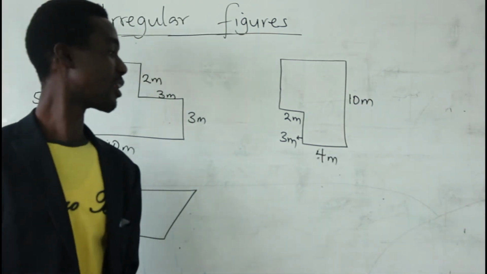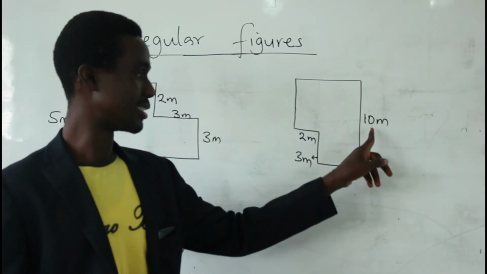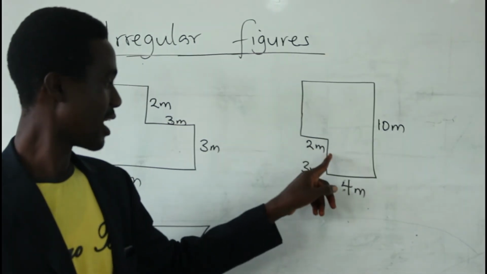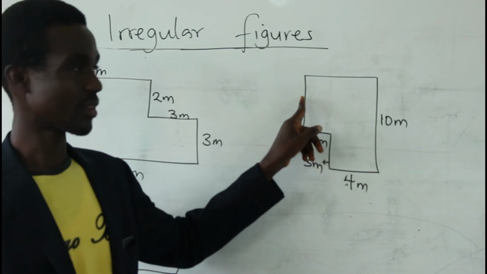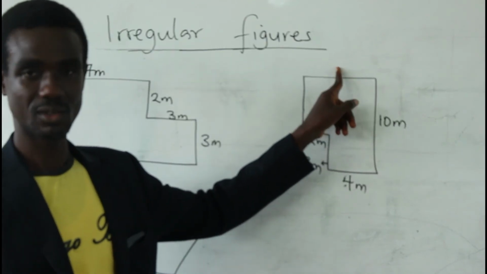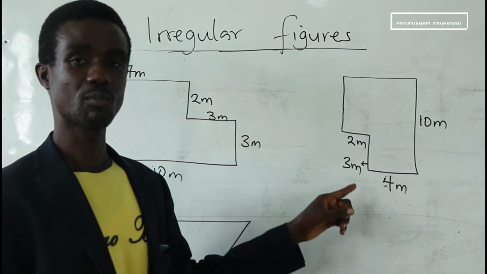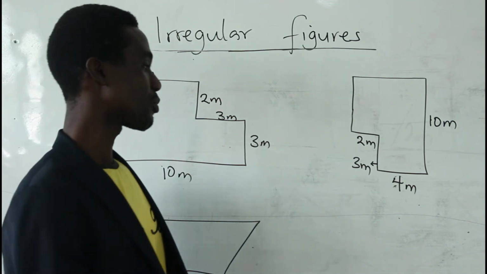Pay attention here. We have this side to be 4 meters. This whole length is 10 meters. We have 3 meters for this length here, and then 2 meters for the upper one here. This side is not given. That side is not given. What do we do? We need to calculate the perimeter. Now, this is what you do.